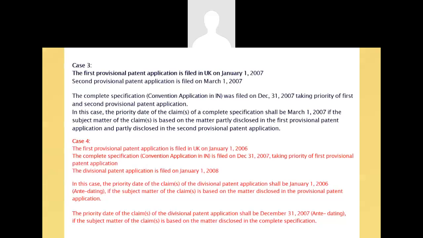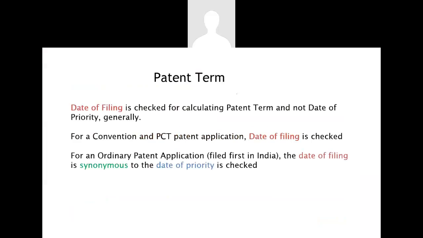You will find that whatever we just discussed is exactly what is captured when it comes to convention patent application. So we come to the last leg of this chapter of this particular session, which is on calculating the patent term. Like I said, for the calculation of the term of a patent, we never check the date of priority. We only check the date of filing.